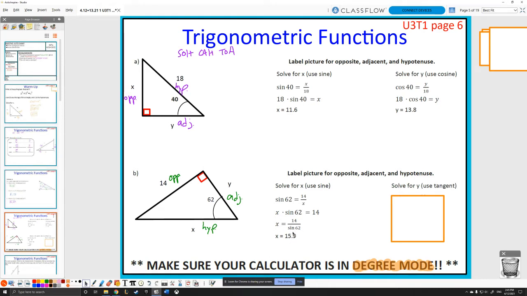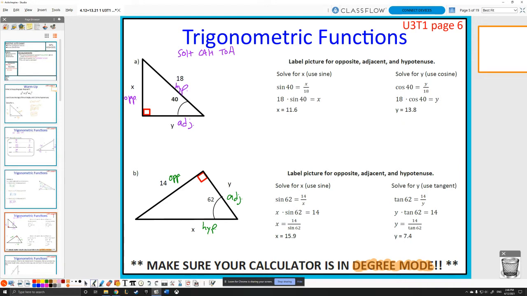Now that I have x, let's solve for y. Again, opposite, adjacent, that's tangent. So tangent of 62 is equal to 14, which is my opposite. Y is my adjacent. Multiply both sides by y to get it in the numerator. Divide by tan of 62 because it's just a number. Then I get an answer.